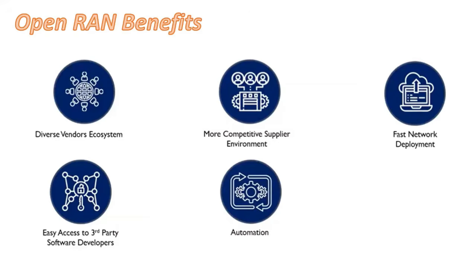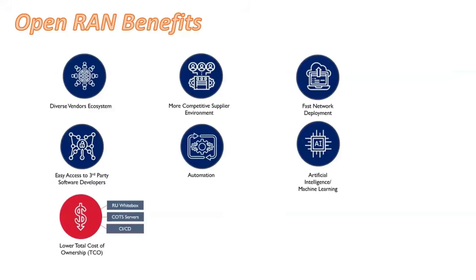So these are general benefits like diverse vendor ecosystem, more competition, then more R&D, less cost. Then the network can be deployed fast because we don't have to depend on Nokia or Ericsson. Whatever equipment vendor sends us the fastest, we will use that equipment. And third party software, right? Then we have automation, and then we have this TCO, total cost of ownership, right?